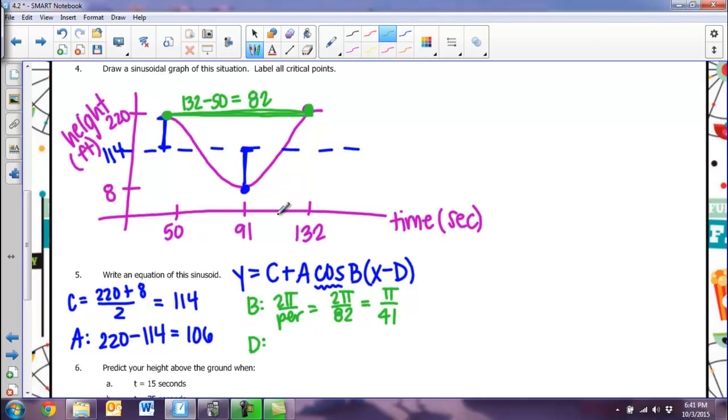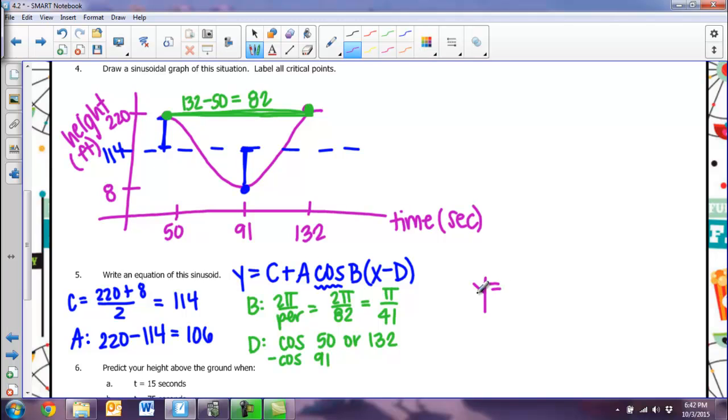I could do some more math and figure it out, but I'm lazy. So I'm going to go ahead and find one of those top points, and since a top point means it's a cosine, I have a top point at 50, or I have a top point at 132. You also could get creative and pick a bottom point and make it a minus cosine, and then it would be 91.